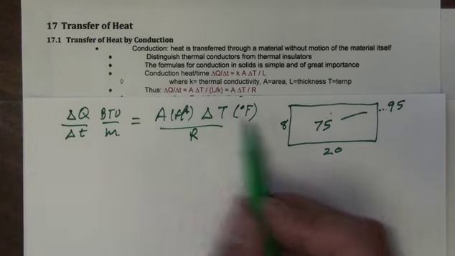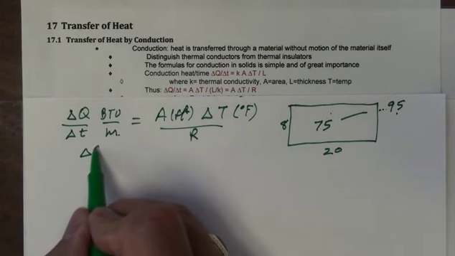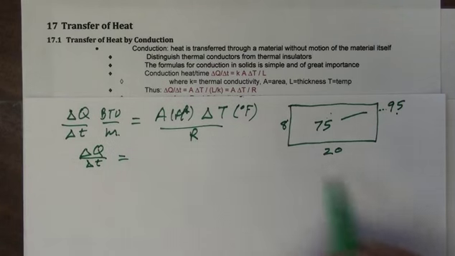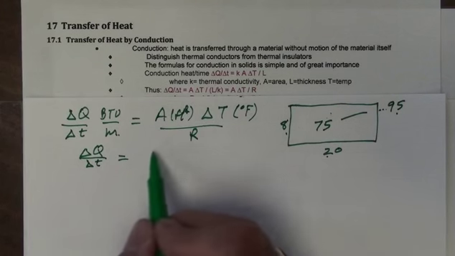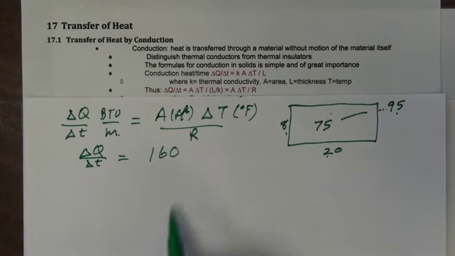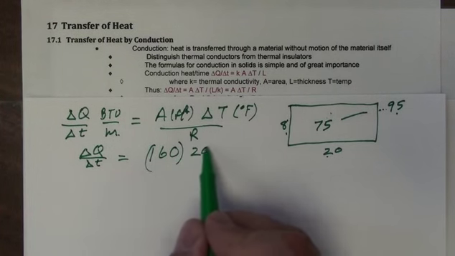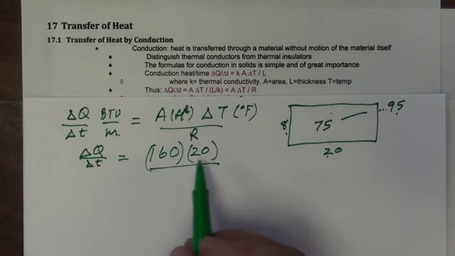Okay, so we know what delta T is. Delta T is going to be 20 degrees. So our BTUs per hour, delta Q over delta T, is going to be our area. That's 20 by 8. That's the area of the wall. That's going to be 160 square feet, multiplied by delta T, that's 20 degrees between the inside and the outside temperatures, divided by the R factor.